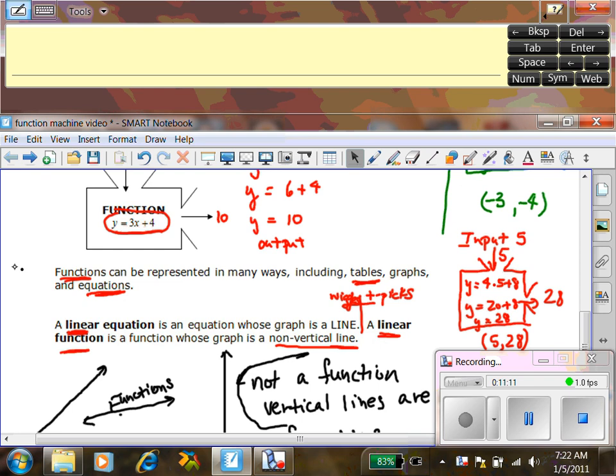Your next item on the agenda is to continue on to the next page, and you'll be drawing some very important conclusions about your Build-A-Pattern graphs. So, good luck, happy functioning, and let me know if you have any questions.